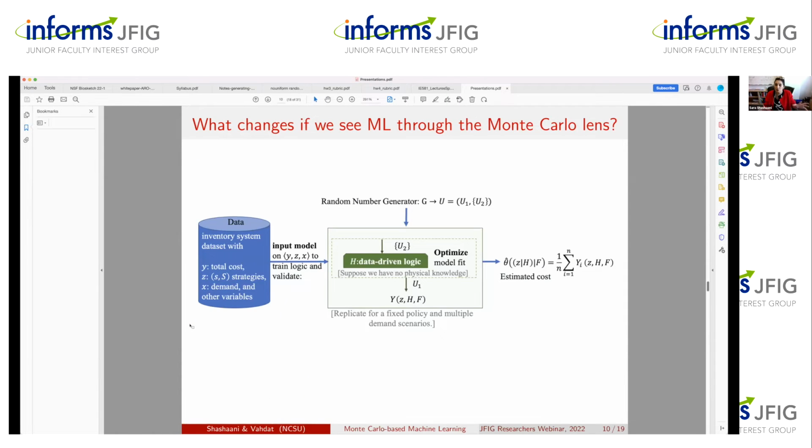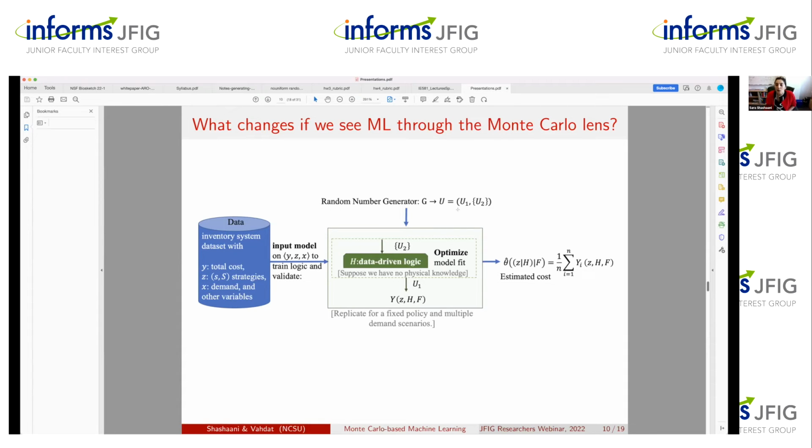Okay, now I'm going to move to Monte Carlo, but for machine learning. So think about this problem, and let's assume that we don't really have the physical knowledge. So we don't have that little H I was showing you, and we want to build it from the data that we've collected. So the data is going to consist of, as you see, the cost associated to strategies with given demands. And so I have this input model of all of these three variables. The input model is going to be helping us build the data-driven logic and also evaluating the response, or the Y of Z. So here I am now adding this capital H. I've switched to capital H because H is itself random in this case, unlike the first case where we knew what the logic is.